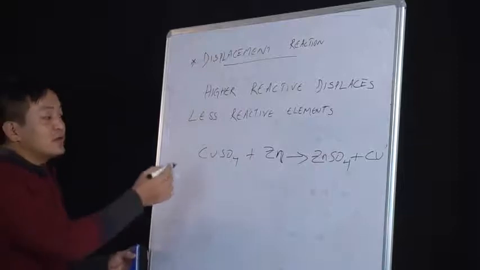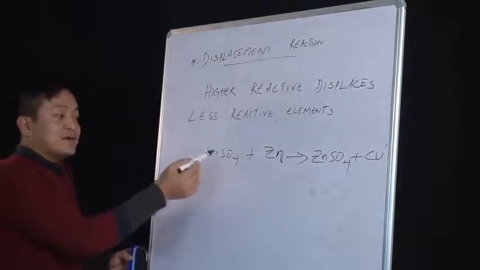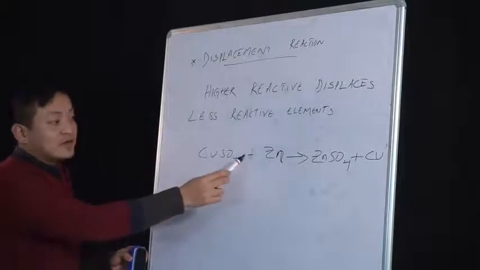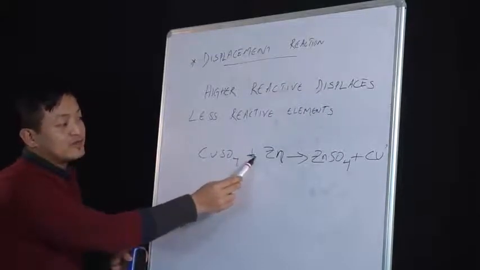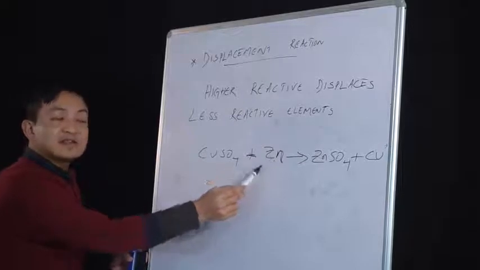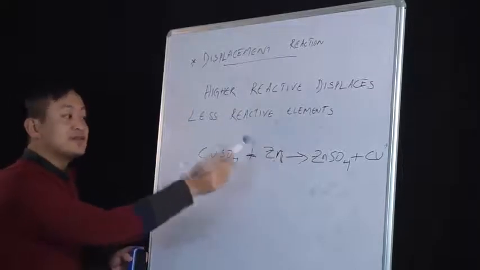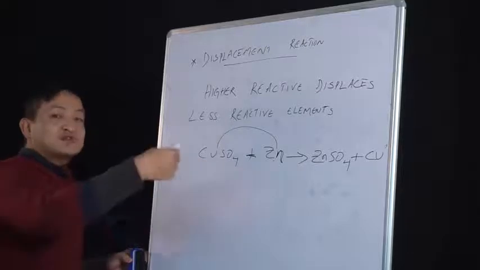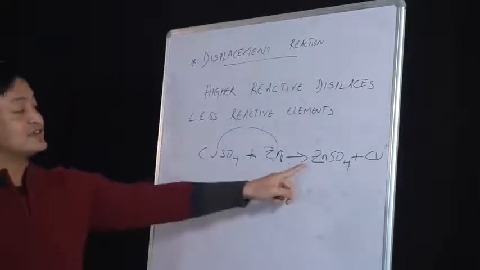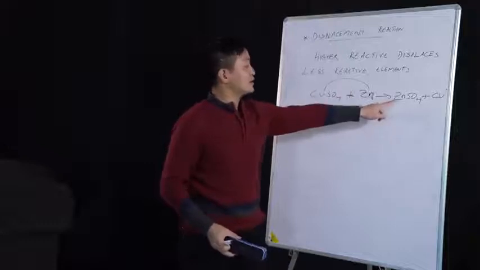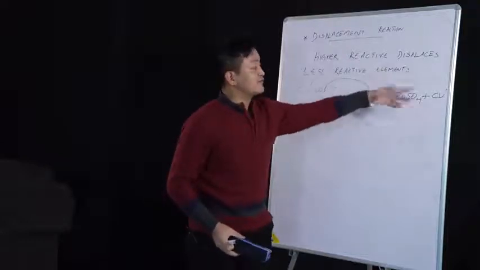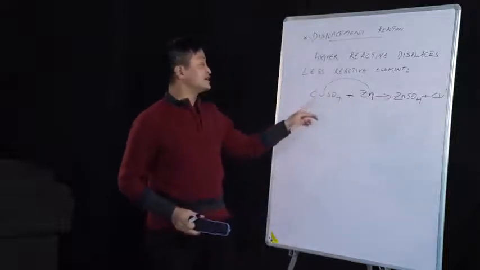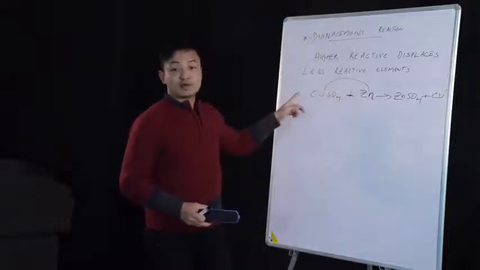So here what you get to see is copper sulfate and zinc reacting together. In the reaction, zinc, being the higher reactive element, displaces copper and takes its position. So in the products, zinc takes the position of copper, and now copper is left all alone here. But how will you know that zinc is more reactive than copper?